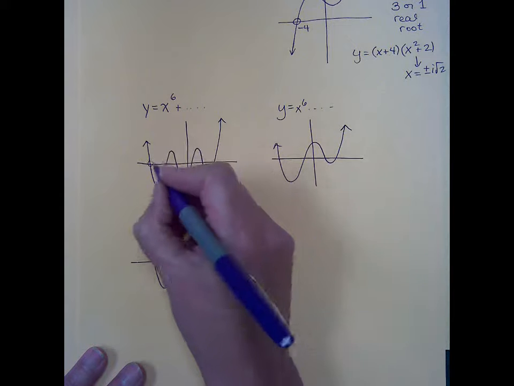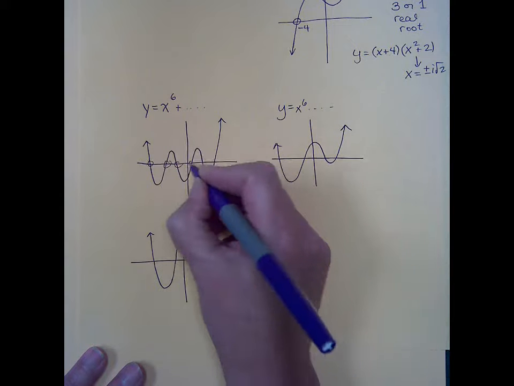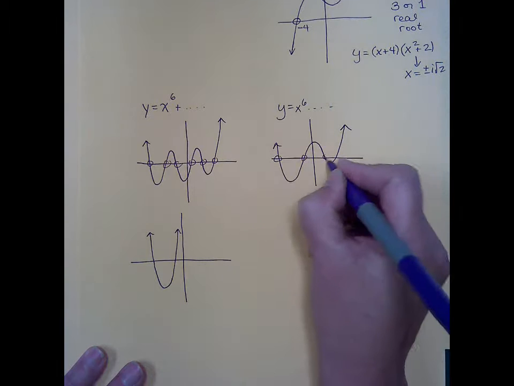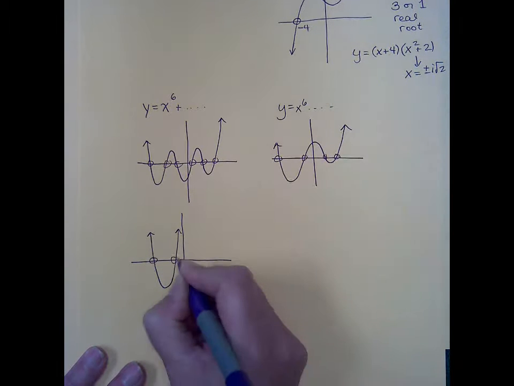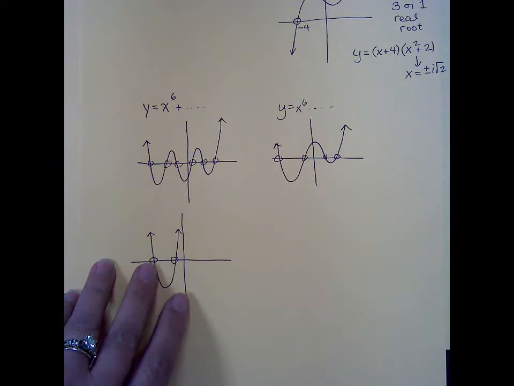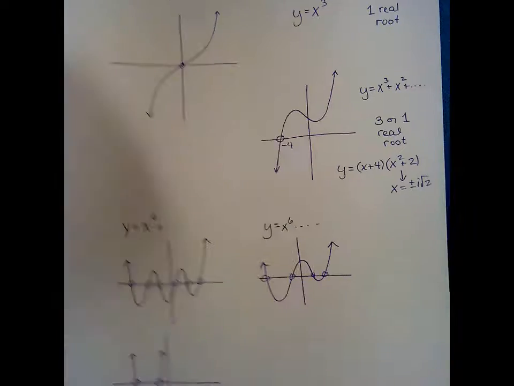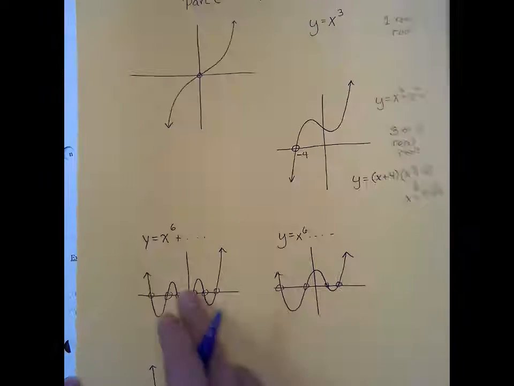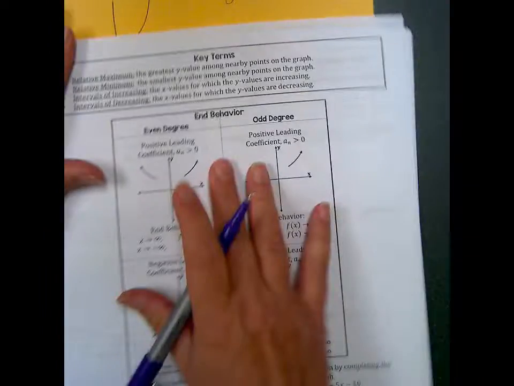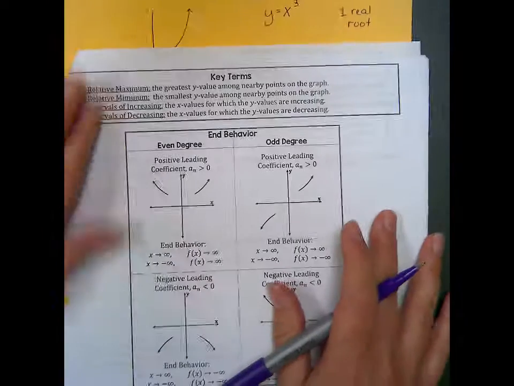Look at the roots. This one has 1, 2, 3, 4, 5, 6 roots. This has 1, 2, 3, 4 roots. This has 1, 2, and we're talking about real roots subtracted by even numbers. So that's what can happen. So at most 6 roots in 6 different directions. So here we're looking at minimum, maximum, increasing, decreasing, and end behavior, which really our whole goal here is to be able to graph any polynomial that gets thrown at us.